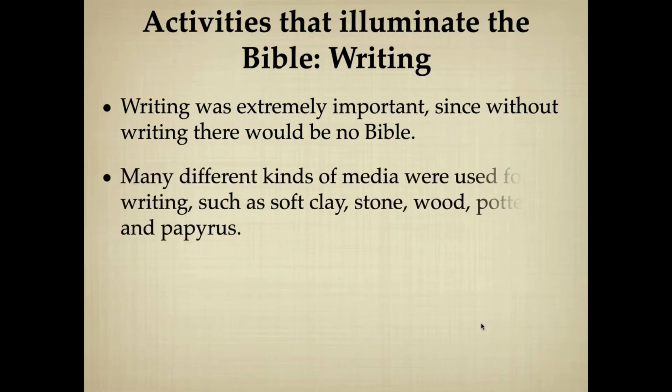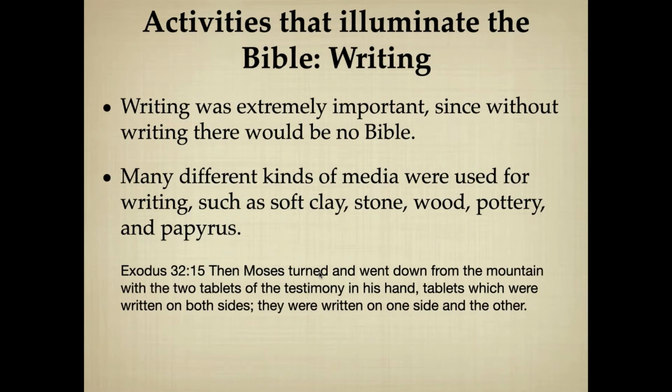Bible. And many types of media were used for writing. They talk about, they use soft clay, they use stone, they used wood, they used pottery, papyrus. These were all things that were used to write down texts in antiquity. They didn't have paper. Papyrus would be the closest to paper, but they didn't have what we call today modern paper. And here's some examples in the Bible that talk about writing.